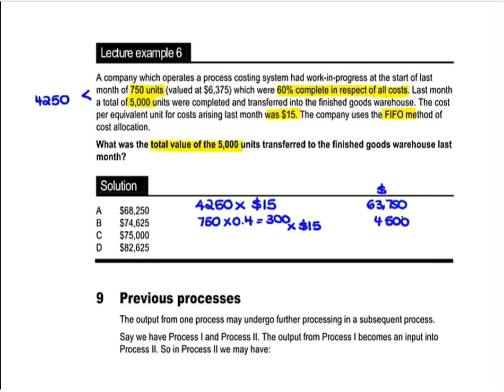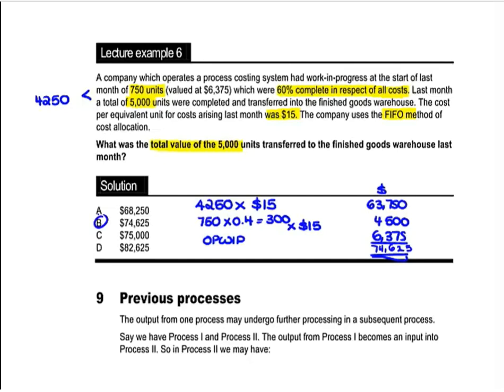4,500. And we need to add to that the value of the opening work in progress that we had at the start of the period of 6,375. Because we've included the costs of finishing them off, but we hadn't included the costs of getting them to that point in the first place. So that's going to give us 74,625, which is answer B.